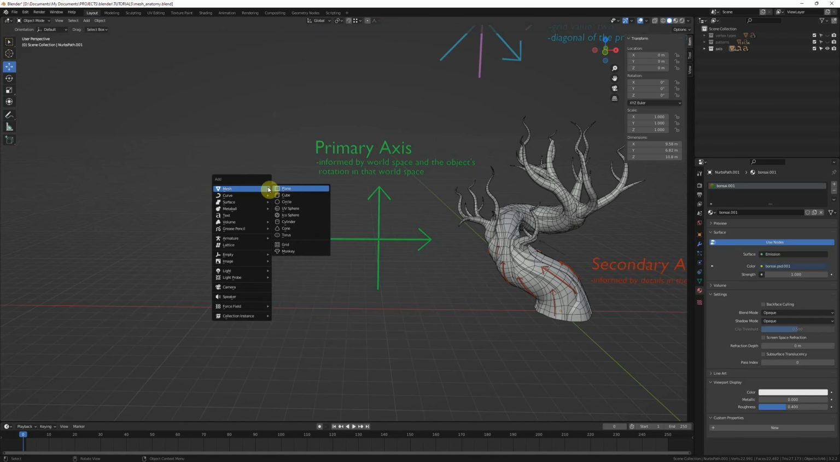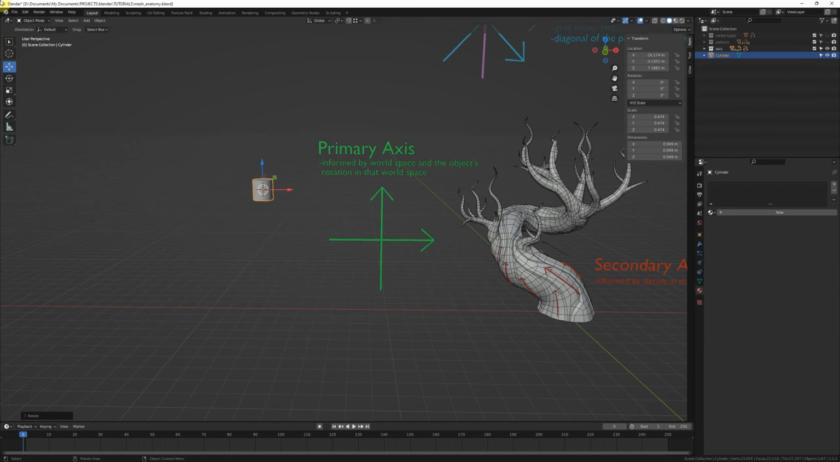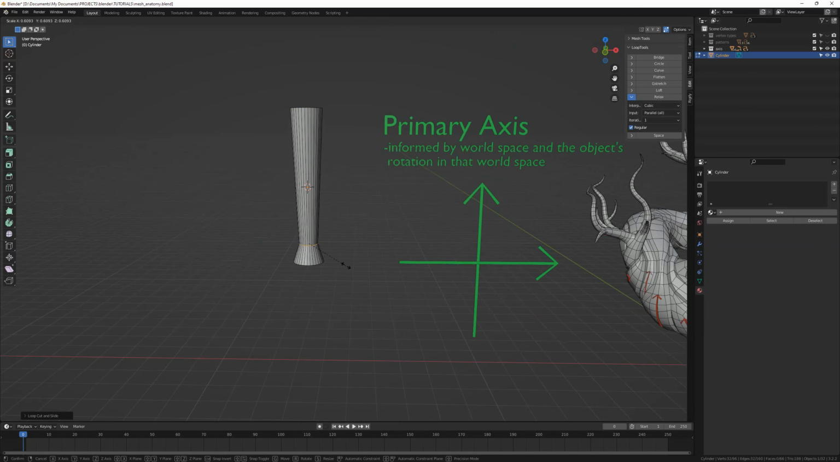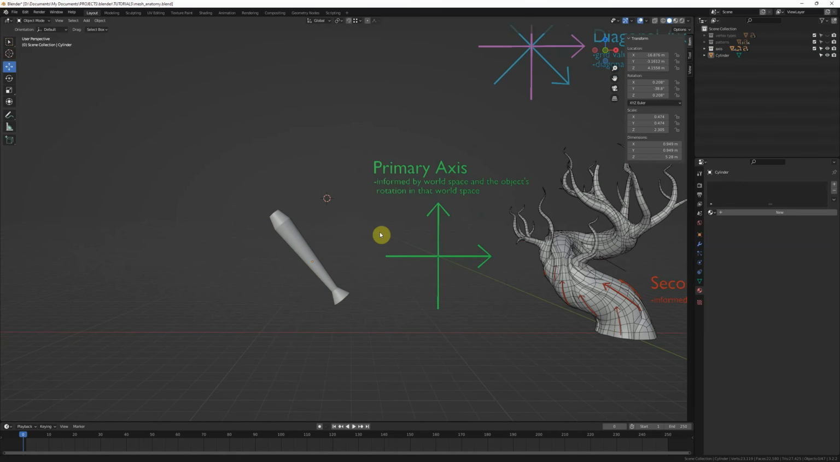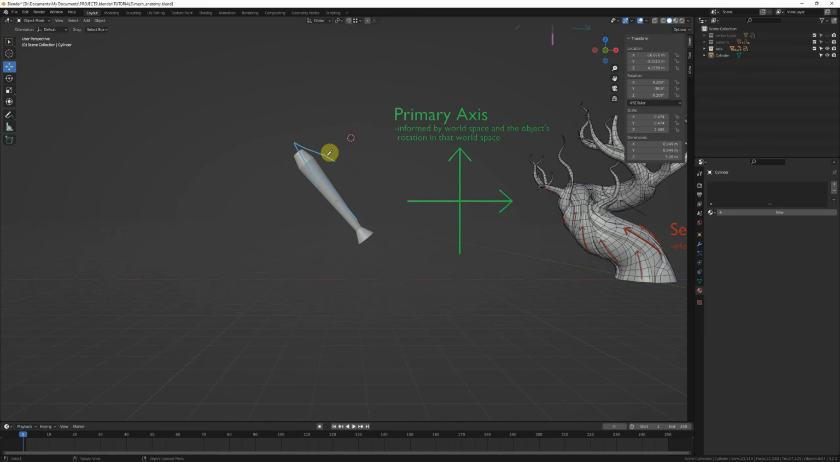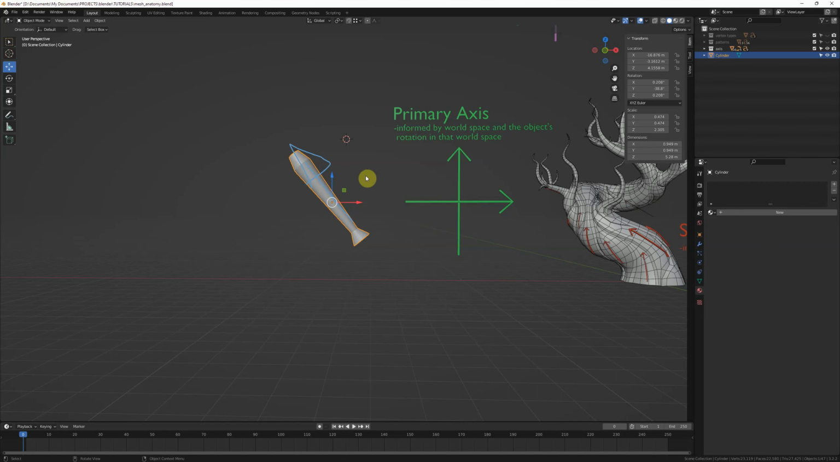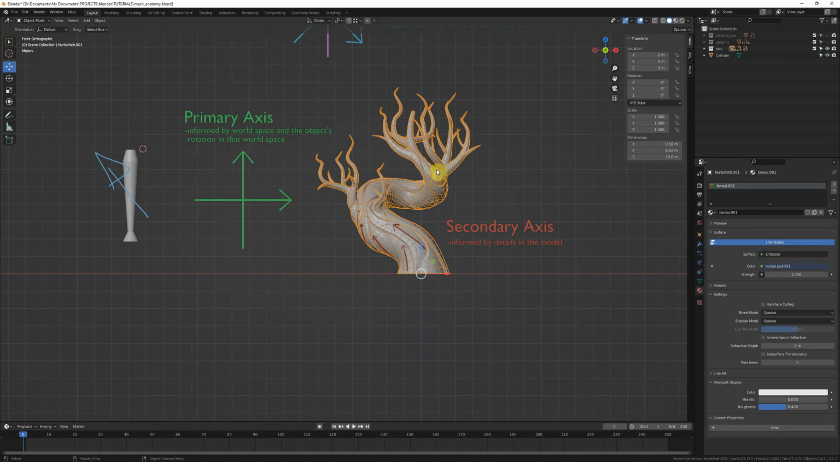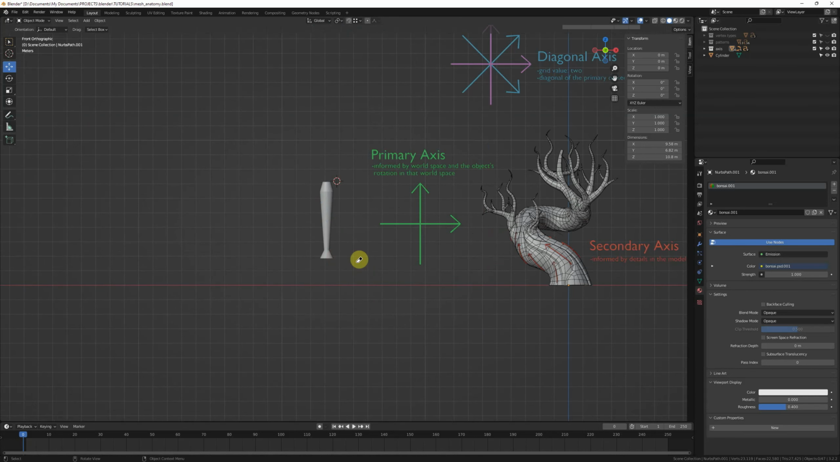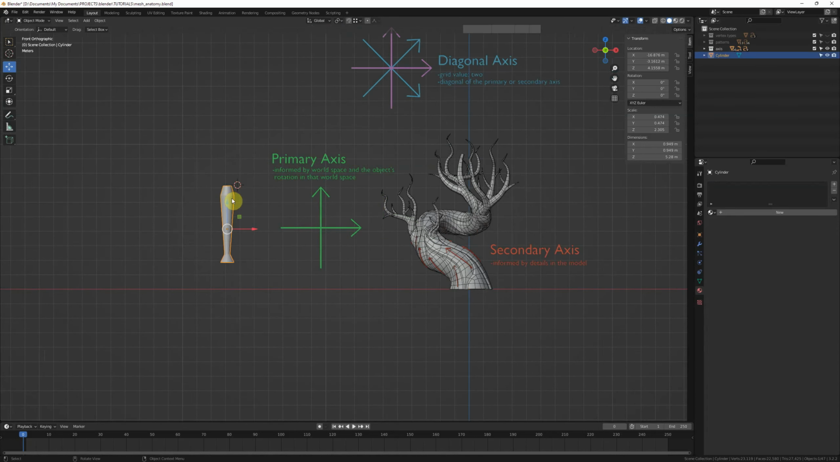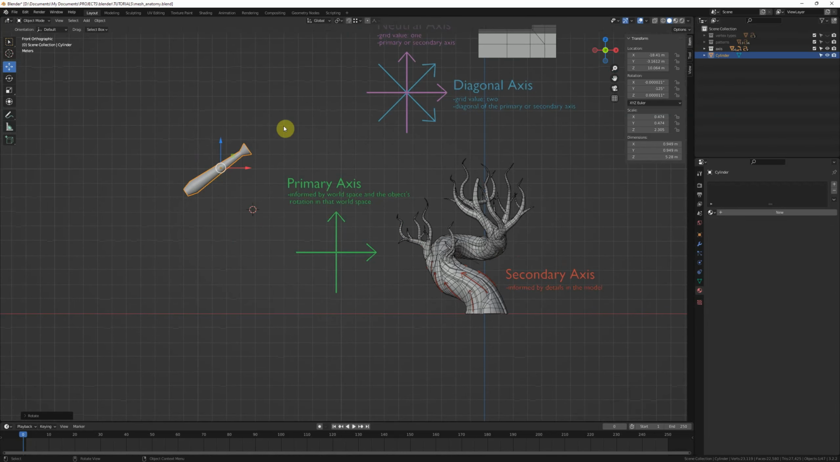Whereas say for example you have a cylinder, and let's pretend this is a bat, and it's rotated like this. Its primary axis would be off center because the object itself is rotated, because if it's neutral up and down, it's going to be like this, right? Whereas with this tree, this is its neutral axis, because this tree isn't meant to be placed at any other rotation, right? It's meant to be placed like this. So that's basically what that means. It's informed by the object. So if the object is rotated in space, then your primary axis is rotated in space.